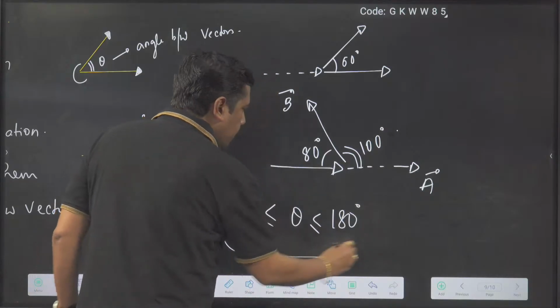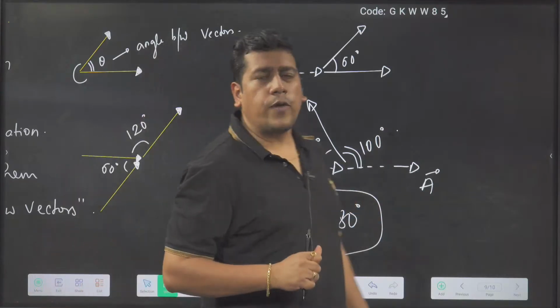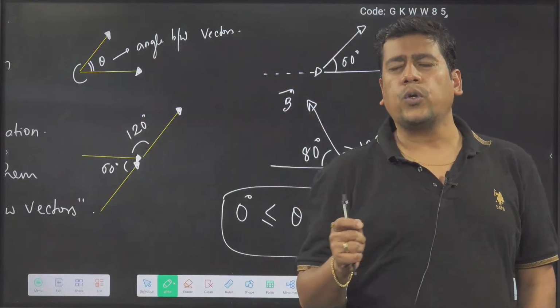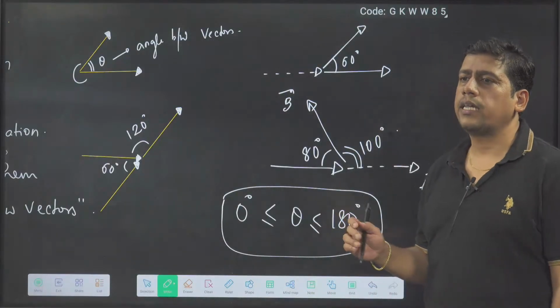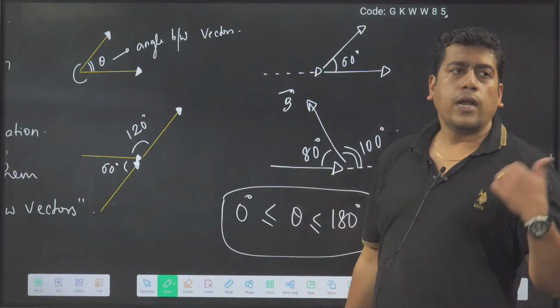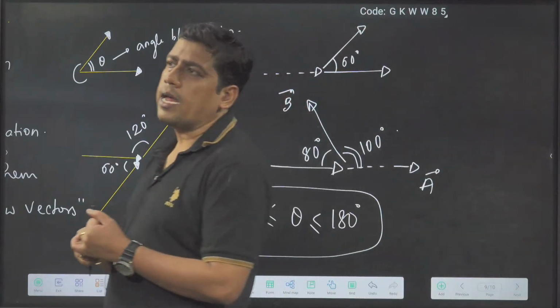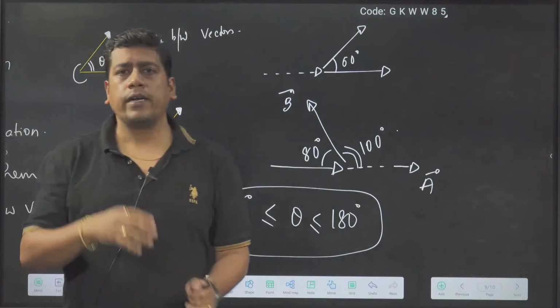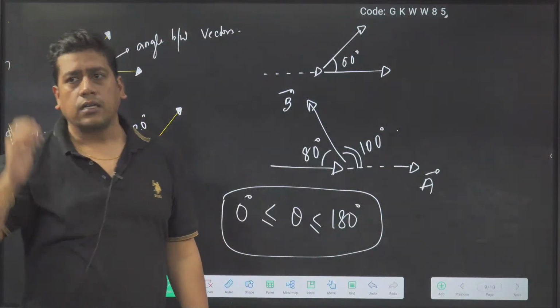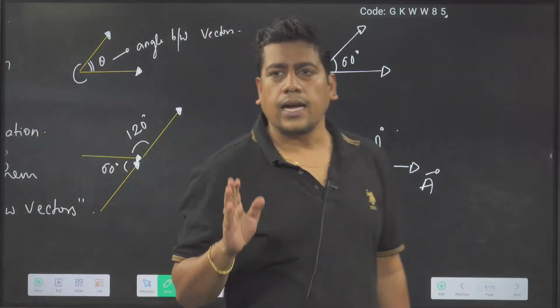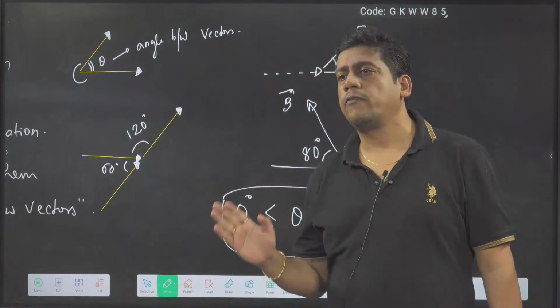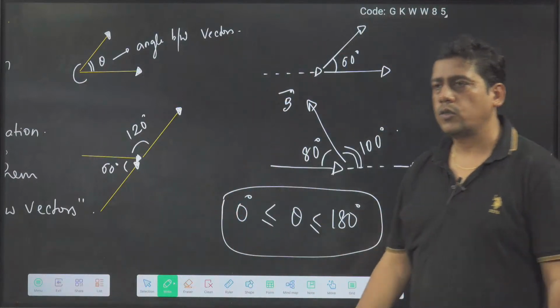Remember this, the angle between two vectors will be either acute or obtuse. Either it will be in the first quadrant or in the second quadrant. I'm telling quadrant because now we will see sine theta and cos theta. So you better know in which quadrant sine theta is positive and in which it is negative, same for cos theta also. Okay?